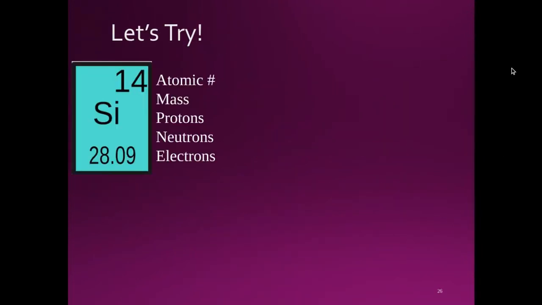So let's look at some examples. This is Si. This number 14 right here is going to be my atomic number, and this is going to be my mass. So with this, silicon has an atomic number of 14, which tells me I have 14 protons. I have 14 neutrons and 14 electrons because there is no charge indicated here. If you were told that it had a charge, then you could figure that out, and we'll get to that later on.